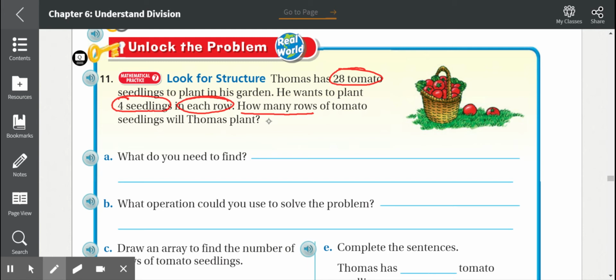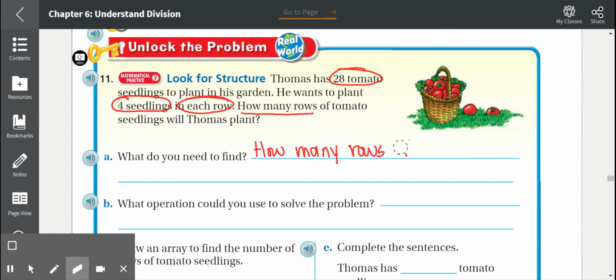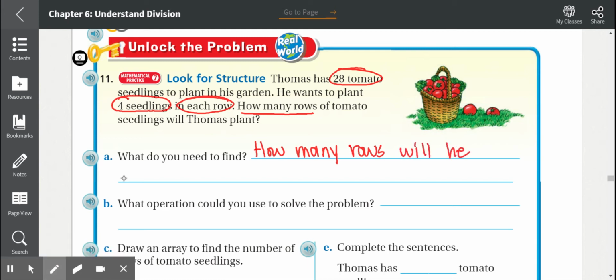So what do we need to find? How many rows of tomato seedlings? Or we can just say, how many rows will he plant? We know he has 28 plants and we know he wants to put 4 in each row. We need to figure out how many rows that is.